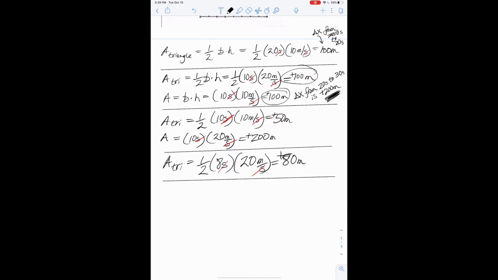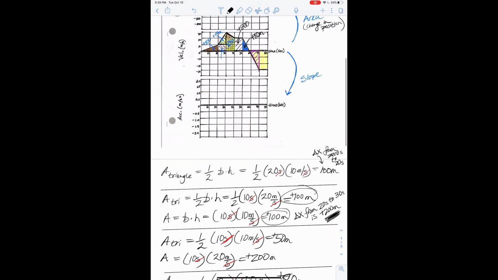So I'll draw another line here. The area of this triangle is equal to 1/2. I think we said the base was 12 seconds, right? Because it went from 58 to 70. What about the height there?